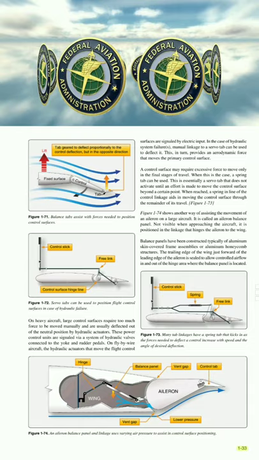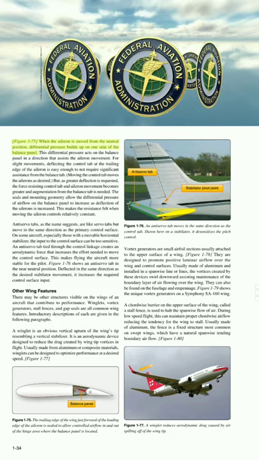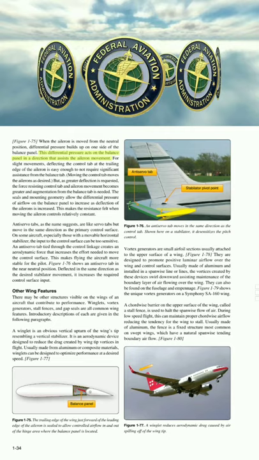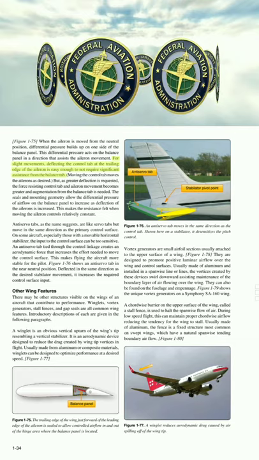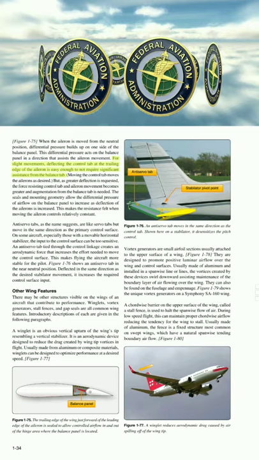Figure 175. When the aileron is moved from the neutral position, differential pressure builds up on one side of the balance panel. This differential pressure acts on the balance panel in a direction that assists the aileron movement. For slight movements, deflecting the control tab at the trailing edge of the aileron is easy enough to not require significant assistance from the balance tab. Moving the control tab moves the ailerons as desired.